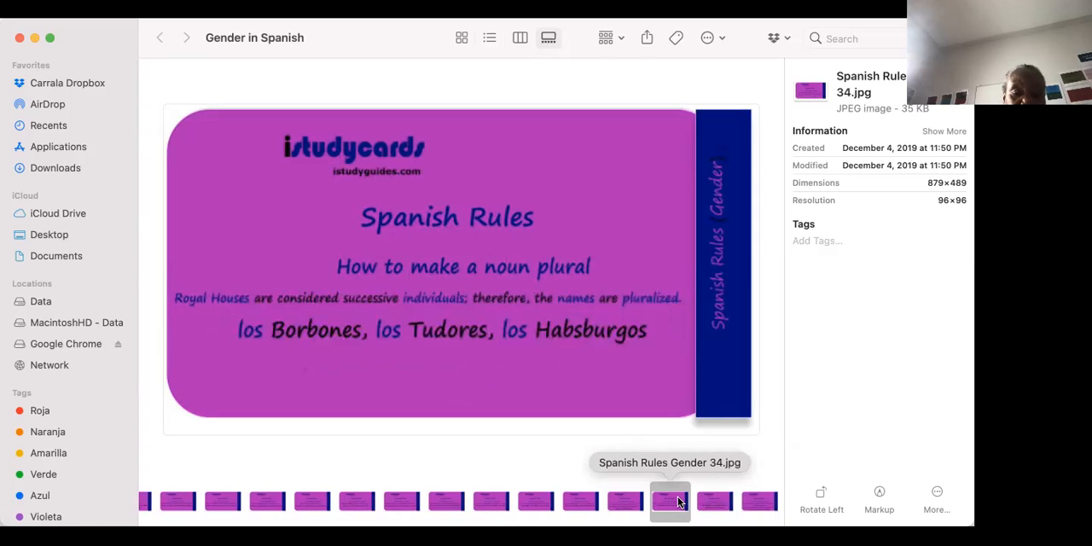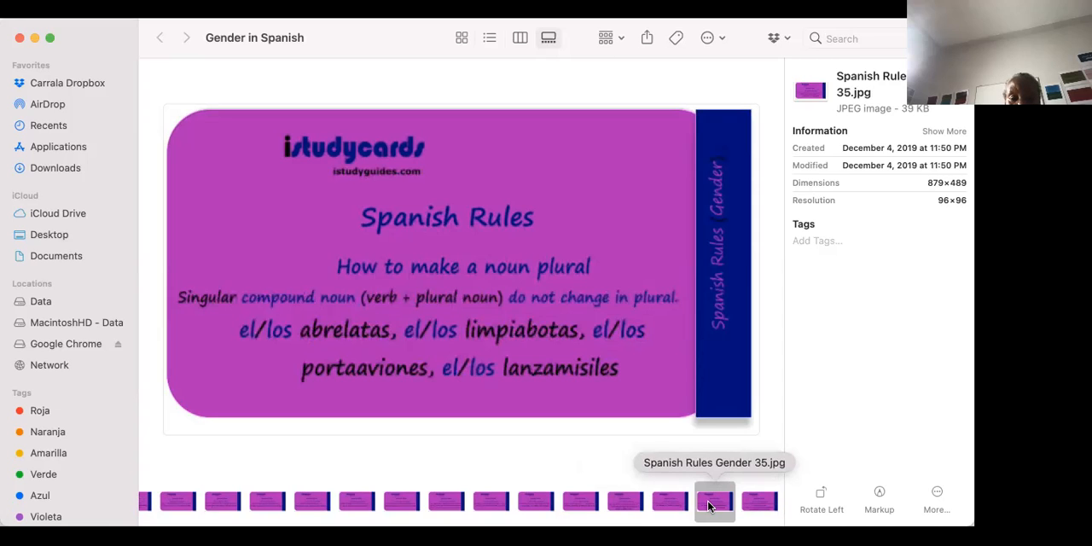So here we're talking about royal houses are considered successive individuals. Therefore, the names are pluralized. Borbones, Tudores, Habsburgos. Singular compound nouns do not change in plural. Abre lata. Abre latas. That's a can opener.